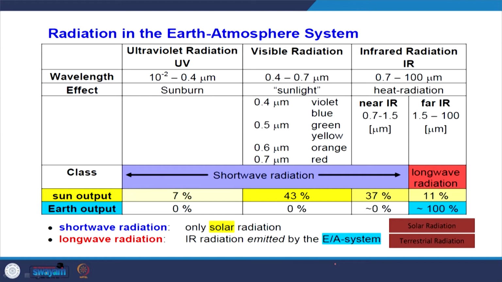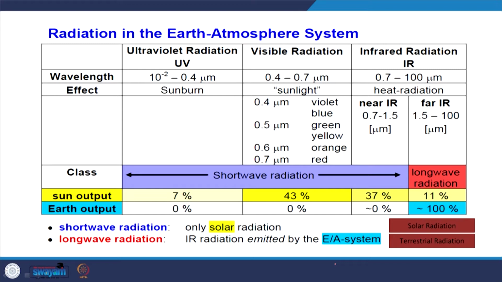Then you have the visible radiation, which is 0.4 to 0.7 micrometers, and the infrared radiation extends very far. The infrared radiation is 0.7 to 100 micrometers. So, what is the physical effect that you see of this radiation?